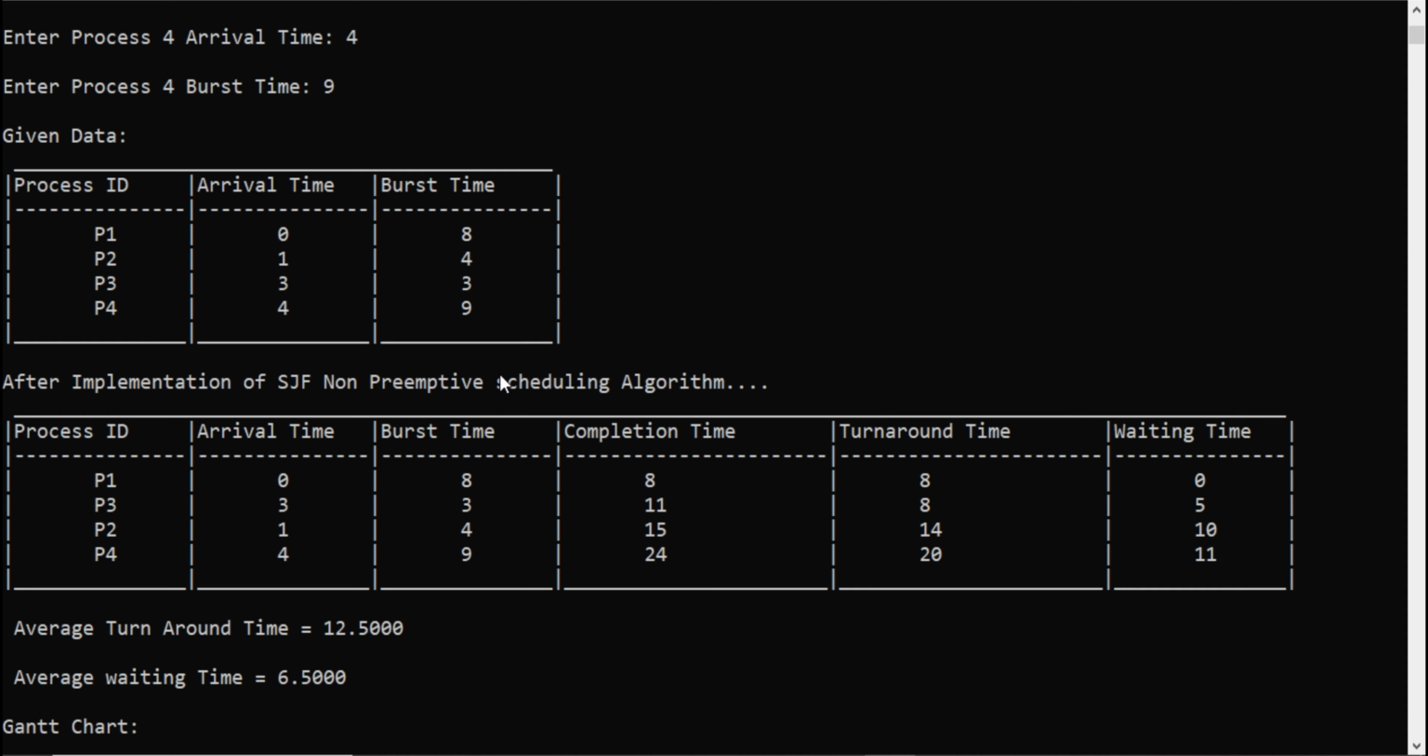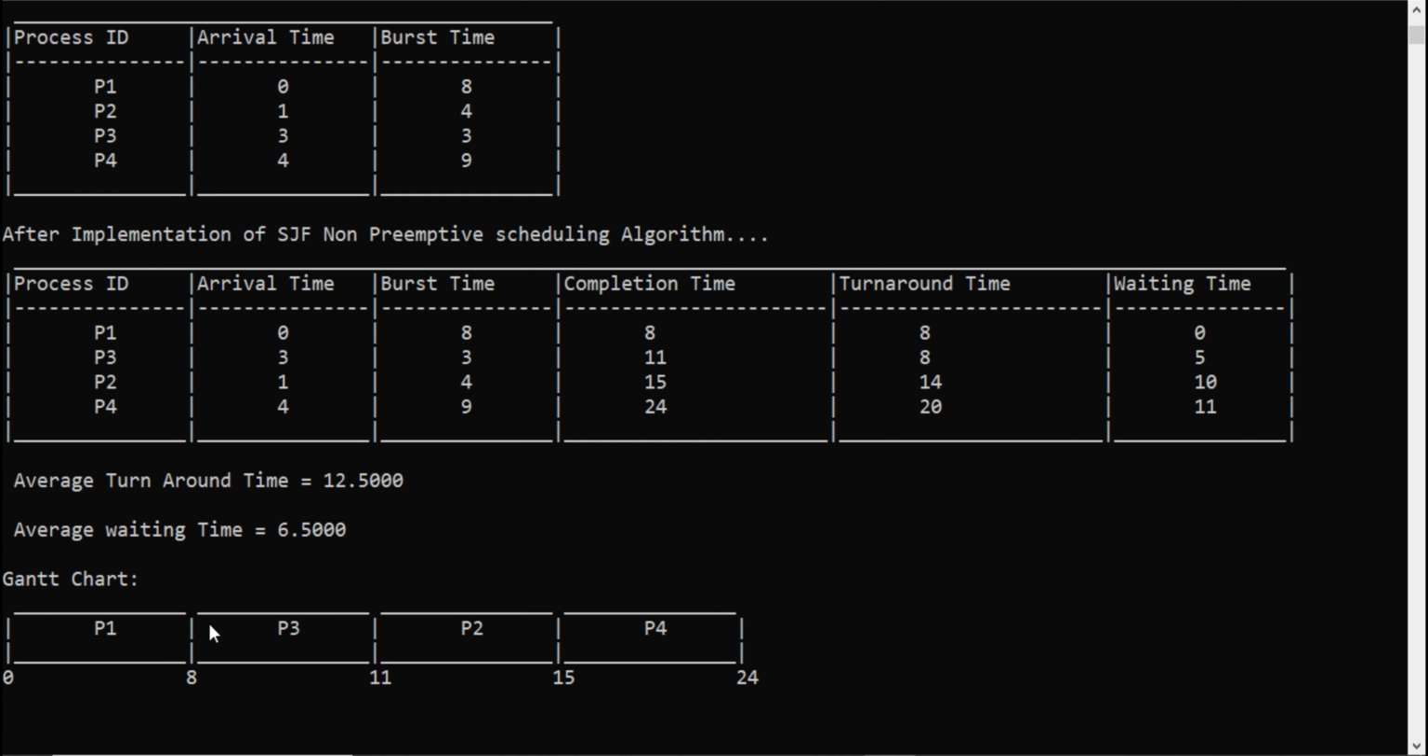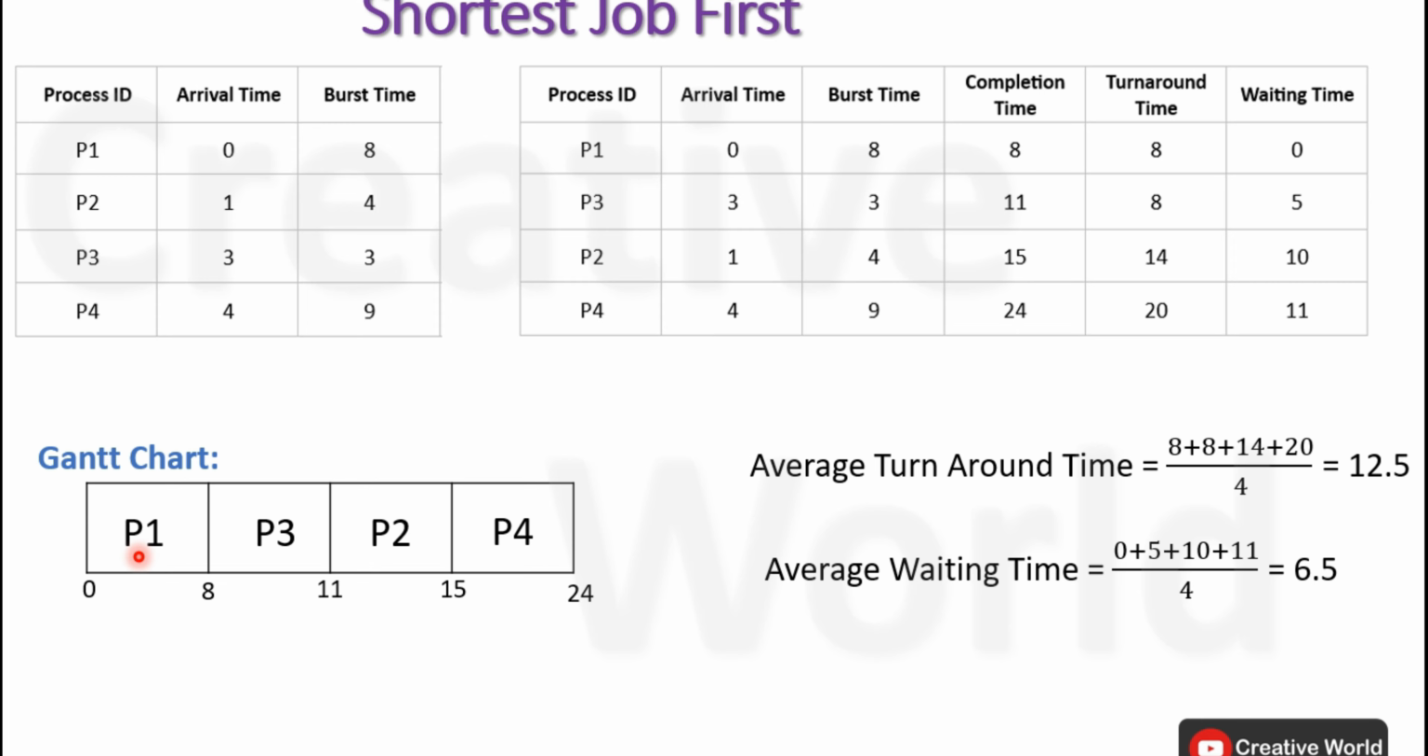The Gantt chart of this algorithm can also be validated. In this Gantt chart, first of all, process P1 is executed, then process P3, then P2 and P4. You may see here that processes P1, P3, P2 and P4 are executed respectively.